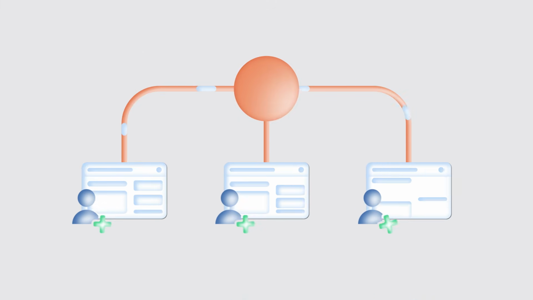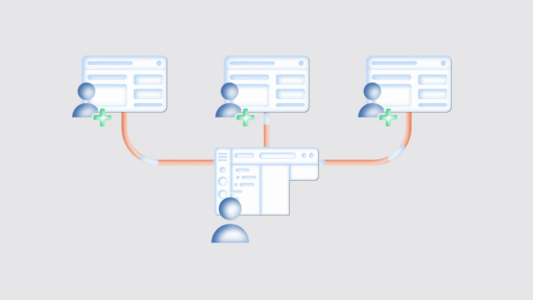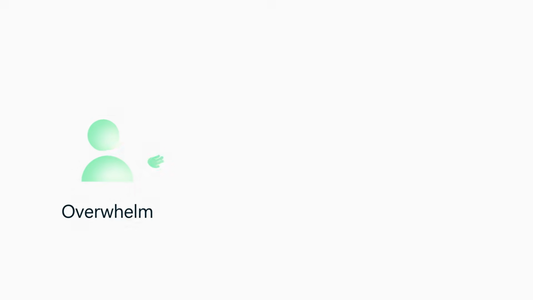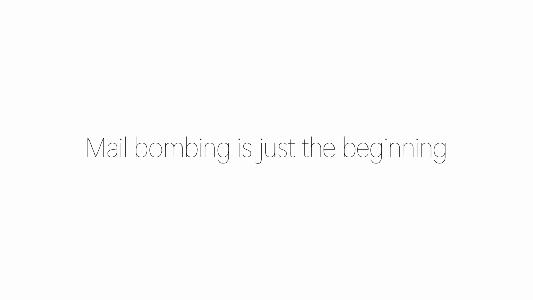Mail bombing typically involves subscribing targets to large numbers of legitimate services. Each service sends emails, often spam, within a matter of minutes, overwhelming the victim and their inbox. Imagine opening your inbox and finding thousands of emails pouring in within minutes. This isn't a glitch, it's a mail bombing attack. Threat actors use this tactic to overwhelm victims, bury critical alerts, and create chaos. But mail bombing is just the beginning.